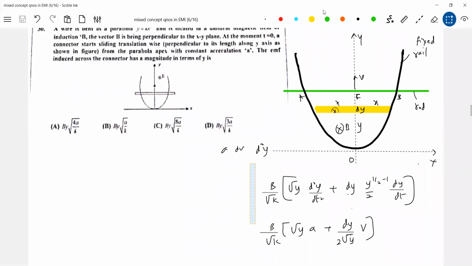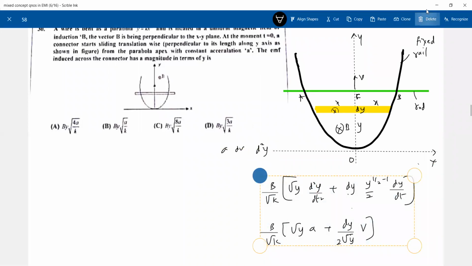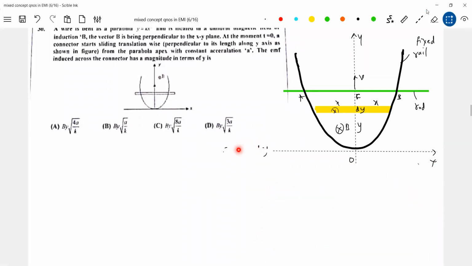I should find out the flux, no? First, we'll calculate the flux linking this area, then the flux as a function of x and y, then we can go further. So this will be the elemental area dA.